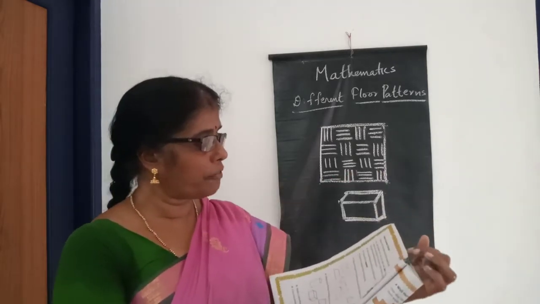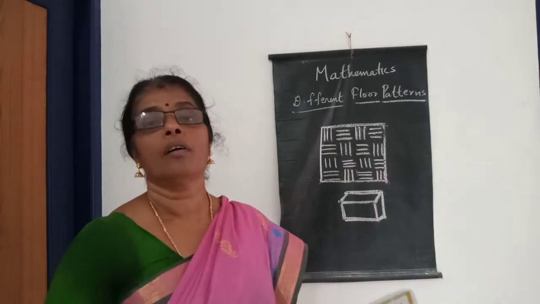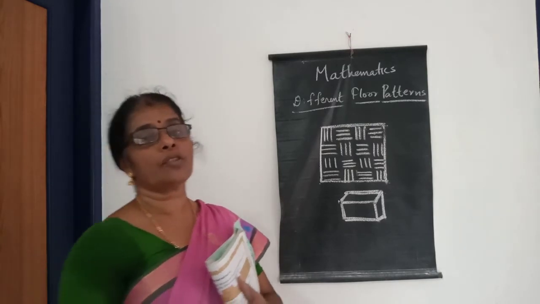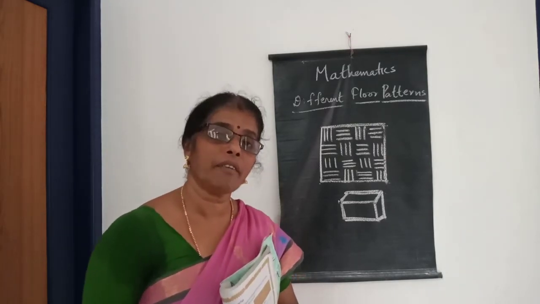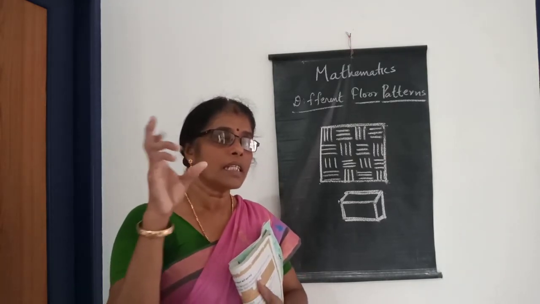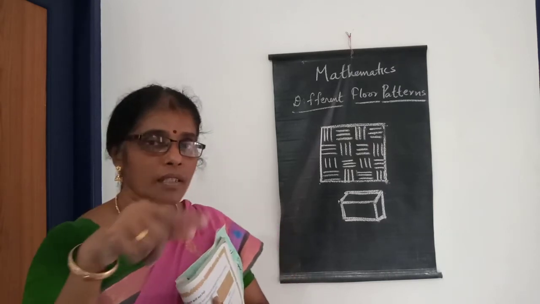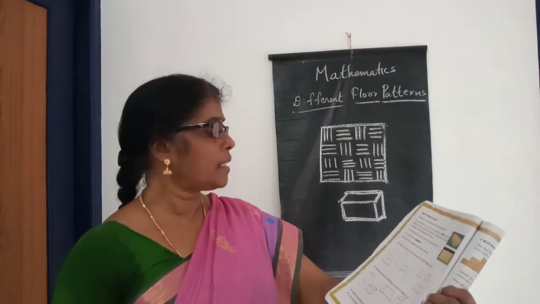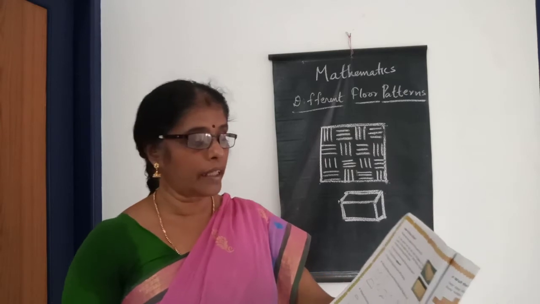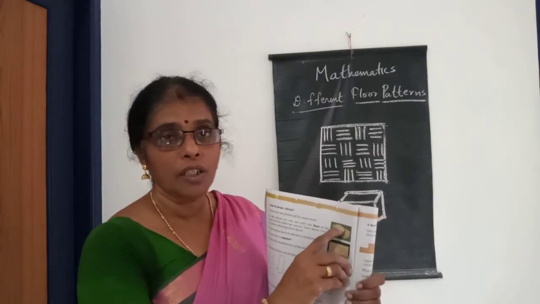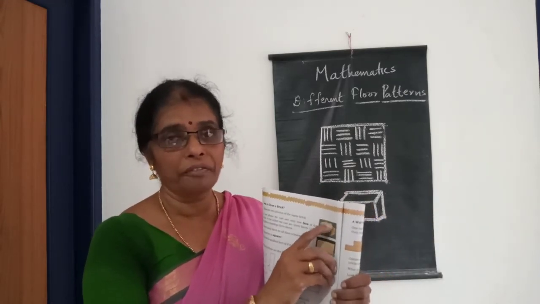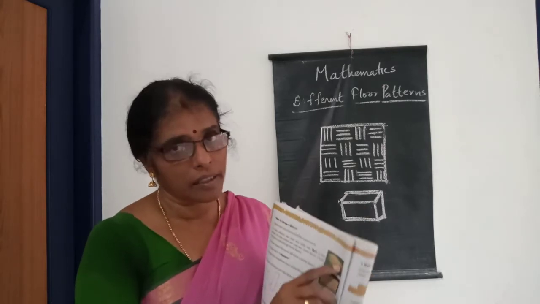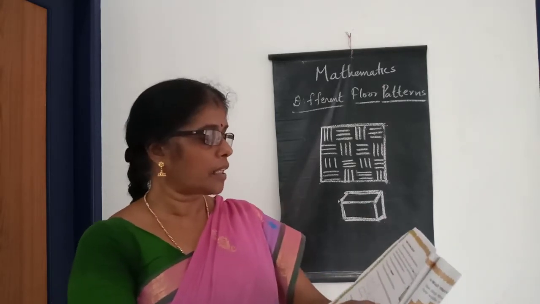Okay. And how many faces in all does a brick have? How many faces has a brick, children? A brick has 6 faces. Okay. And is any face a square? No. All faces are in rectangular shape.